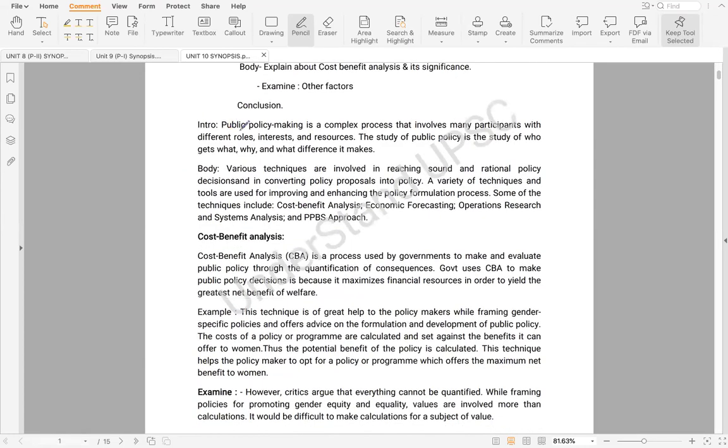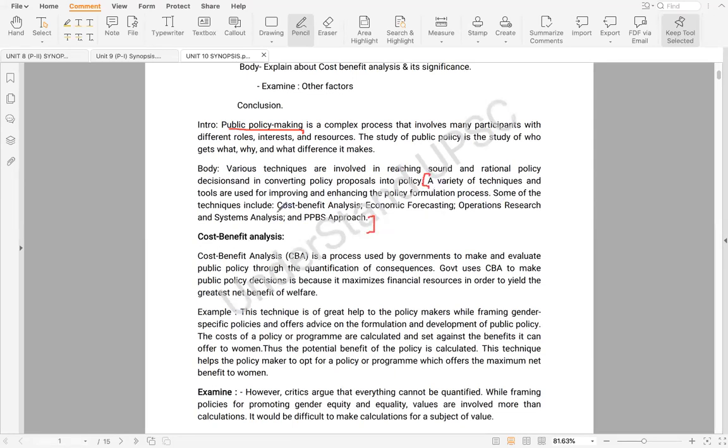Public policy making is a complex process that involves many participants with different roles, interests, and resources. The study of public policy is the study of who gets what, why, and what difference it makes. Various techniques are involved in reaching sound and rational policy and in converting policy proposals into policy. A variety of techniques and tools are used for improving and enhancing the policy formulation process. So we have started to hit the core demand from here.